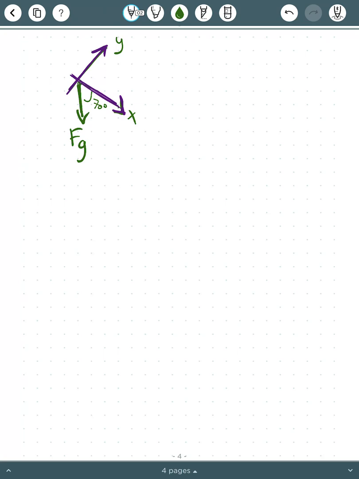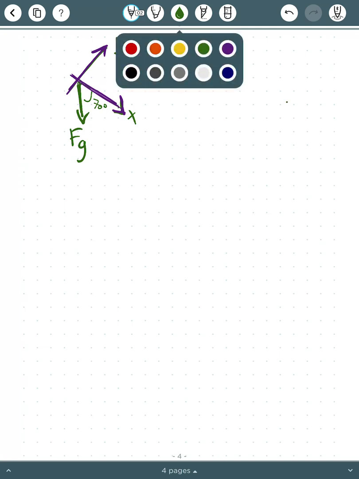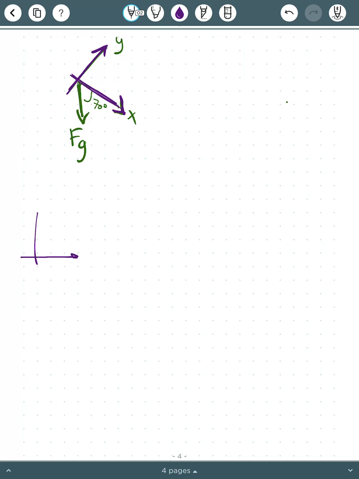Now, I could also draw this rotated. So if it helps you to draw this up and down to see the next part, remember, you could rotate this and draw it like this.